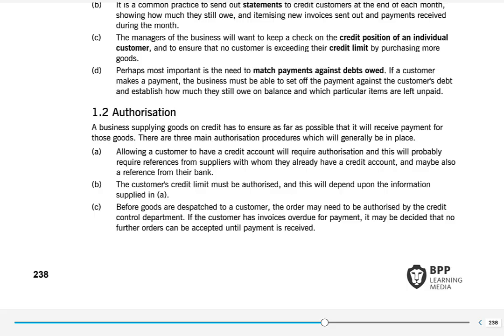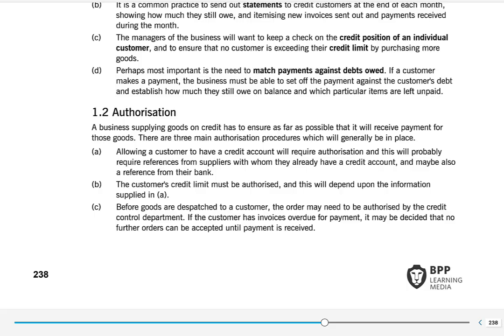Procedure 2. Authorizing the customer's credit limit. The book says the customer's credit limit must be authorized, and it depends on the information gathered in Procedure 1. What is a credit limit? A credit limit is the maximum amount the business will allow a customer to owe at one time. So it is a control cap. For example, if a customer has a credit limit of $5,000, the business policy is: do not allow the customer's outstanding balance to go above $5,000 without special approval.